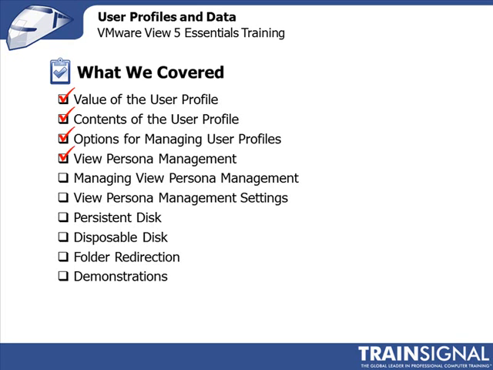Then we dove in deep on the View Persona Management and gave a high-level overview of what it is, how to manage it, and the major settings that you have available. We then covered the persistent and disposable disks and how they can help manage your user profile and the size of your linked clones. The final thing we discussed was folder redirection and how you can use it to manage your user data and keep it outside of the profile.